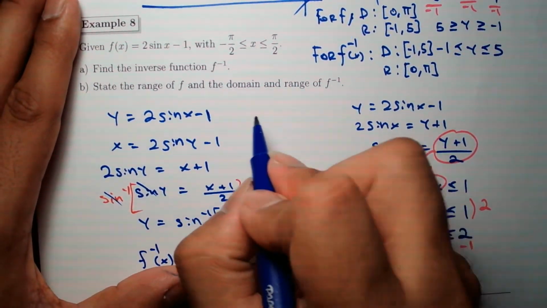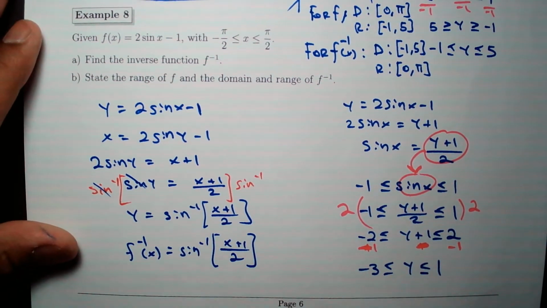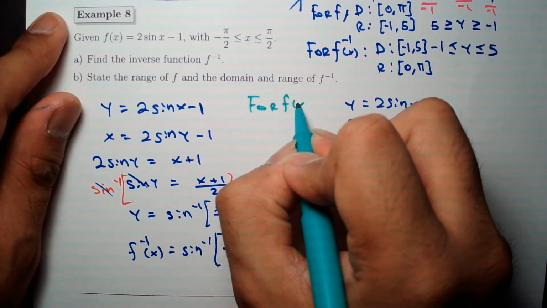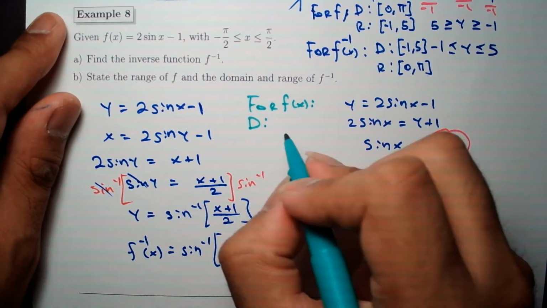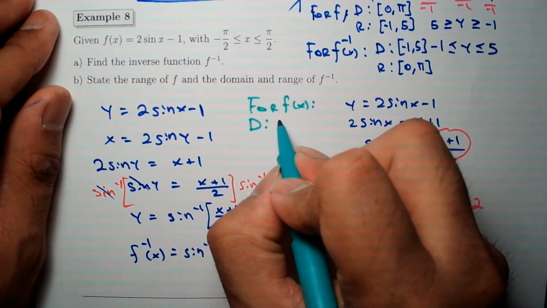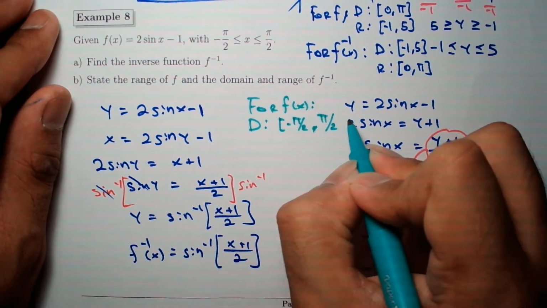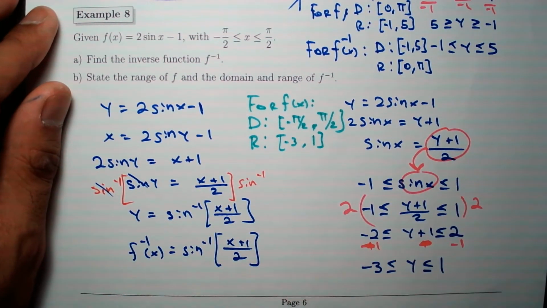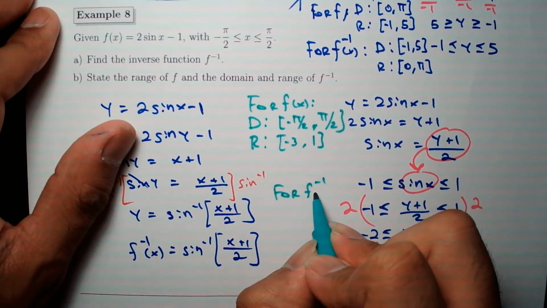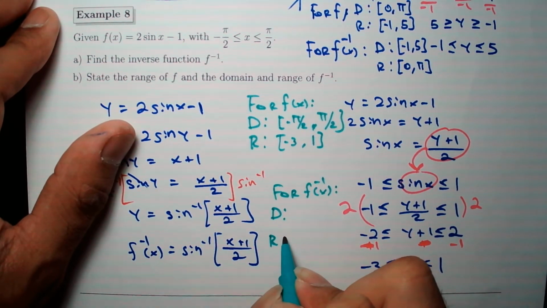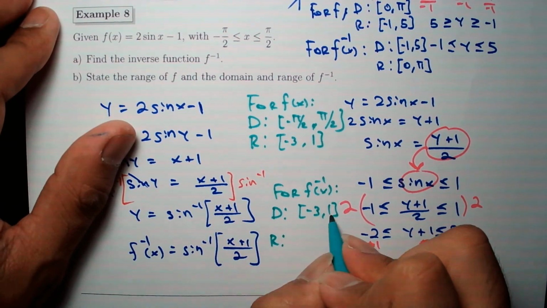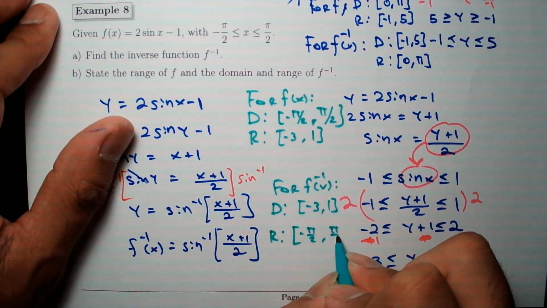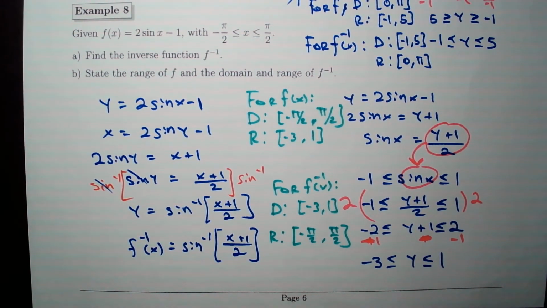All right. So this is for f. Let me use a different color to make a distinction. For f, the domain is given, it's -pi/2 to pi/2, and the range we just found out, it's -3 to 1. And for f inverse of x, the domain and the range just get inverted, so the domain is -3 to 1, and the range goes from -pi/2 to pi/2. And that's the final answer for this example.